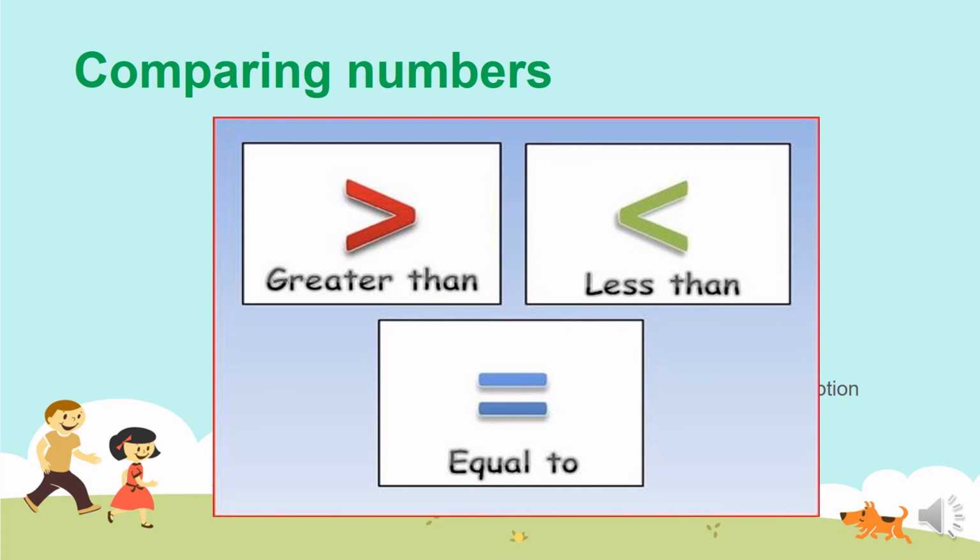Then what about the green color sign? It shows less than. That means the number is less than the other number. You can see the sign in blue color. It is the equal sign. That shows the number is equal to the other number.